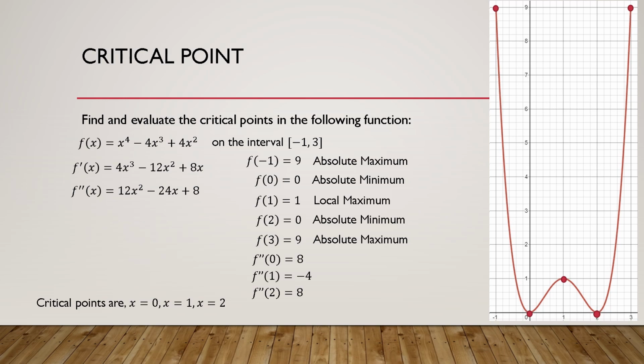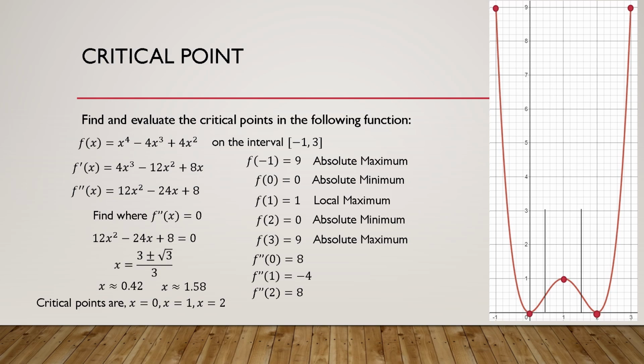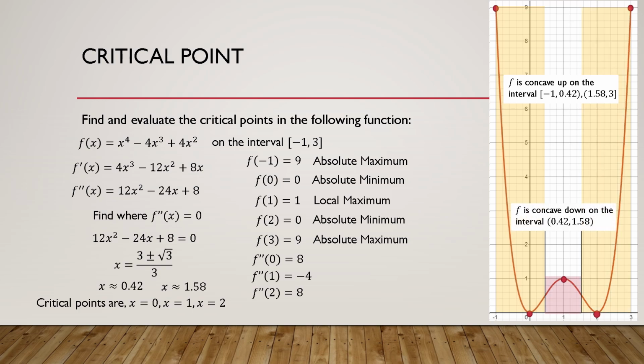If we look at where the second derivative equals 0, we will get the boundaries of the concavity. Solving 12x squared minus 24x plus 8 equals 0, we get x equals (3 plus or minus the square root of 3) over 3, or 0.42 and 1.58. Therefore, f is concave up on the intervals (-1, 0.42) and (1.58, 3), and f is concave down on the interval (0.42, 1.58).